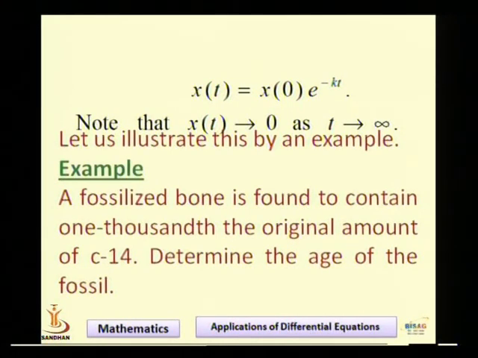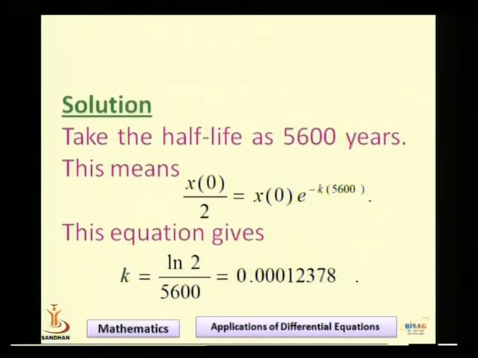A fossilized bone is found to contain 1/1000th the original amount of C14. Determine the age of the fossil by using this solution. We take the half-life, as I told you earlier, that is 5,600 years.